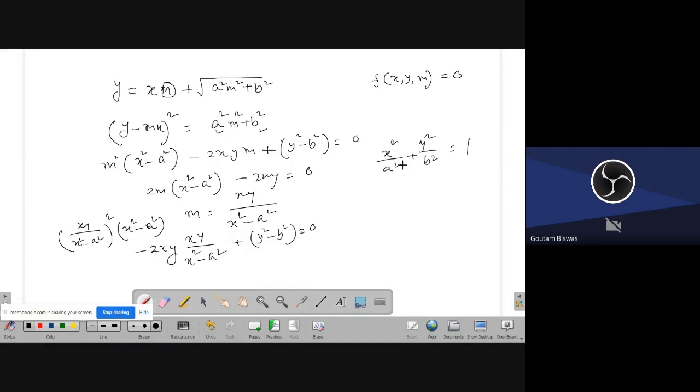So what is the procedure? Find this, then differentiate this equation with respect to the parameter m, the first derivative, and put this equal to 0. Find the value of m from here and put the value of m here. You will get the equation. So this procedure you have to follow. Let us do another one.